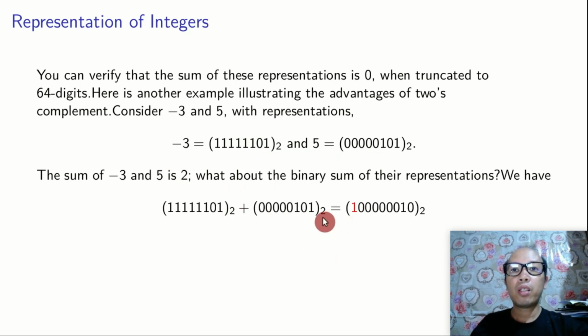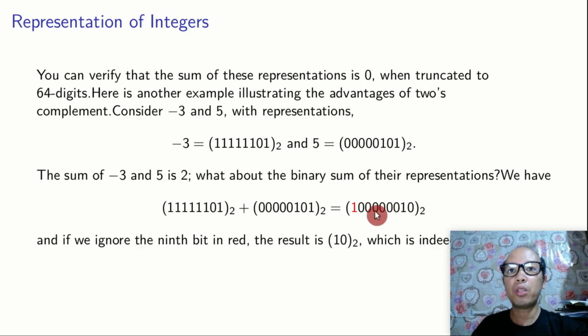So if you look at the binary operation here, the answer is this one. Of course, we disregard this red bit here, and indeed we have 1 0. This is 0 times 2 to the 0, and we have 1 times 2 to the 1. So of course the answer is 2.